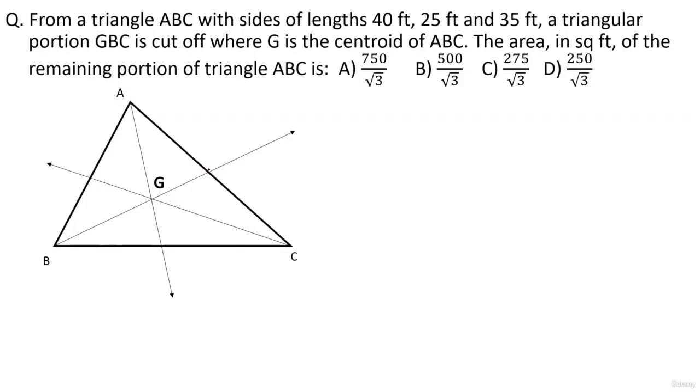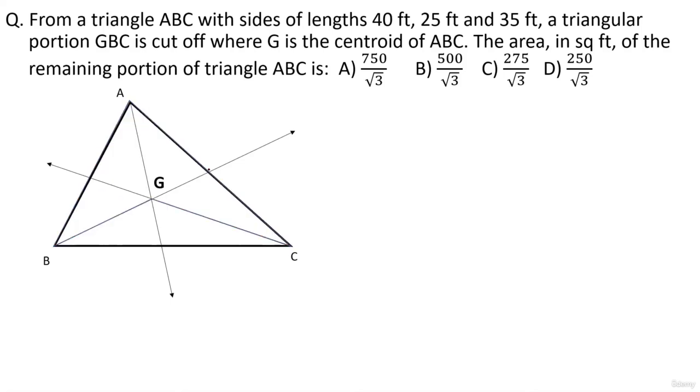So, from a triangle ABC with sides of length 40 feet, 25 feet, and 35 feet, a triangular portion GBC is cut off where G is the centroid of triangle ABC. The area in square feet of the remaining portion of the triangle is: you can try it out again. Just pause the video. All right, guys.